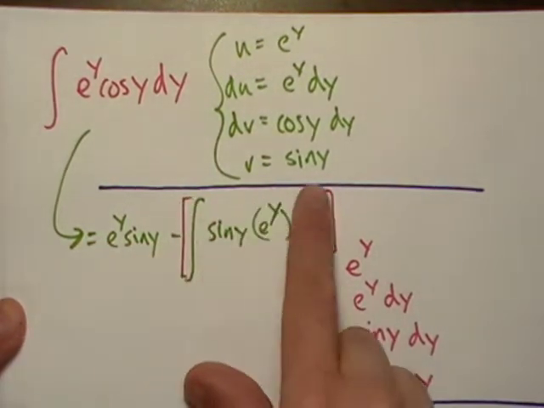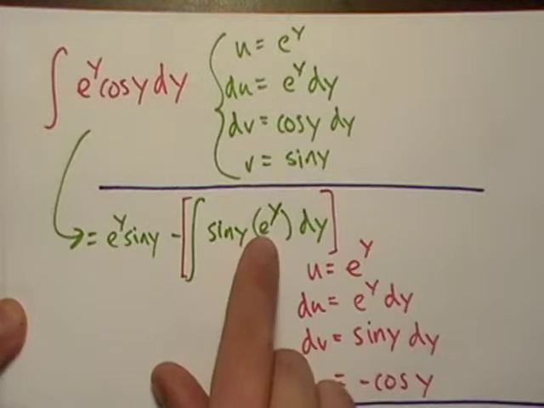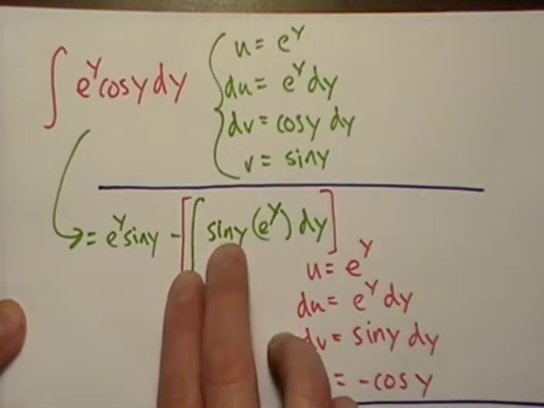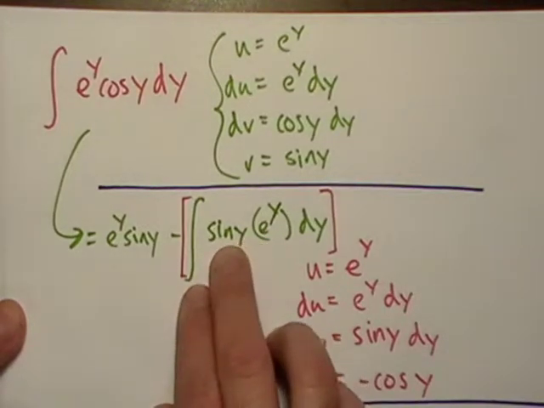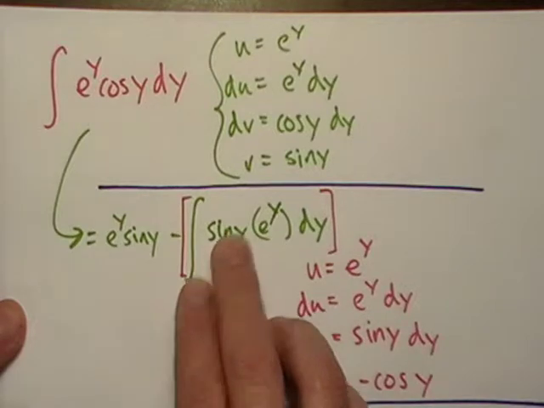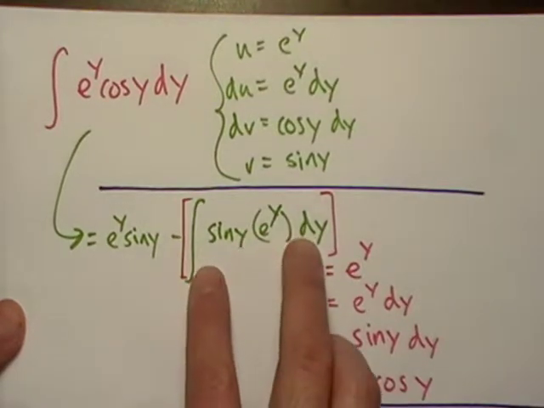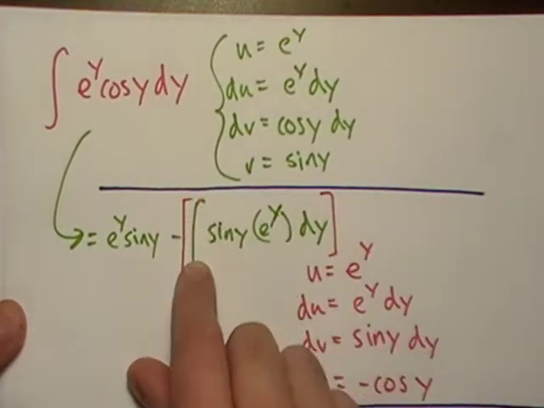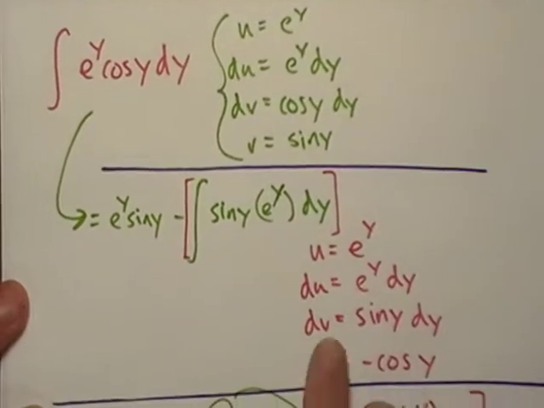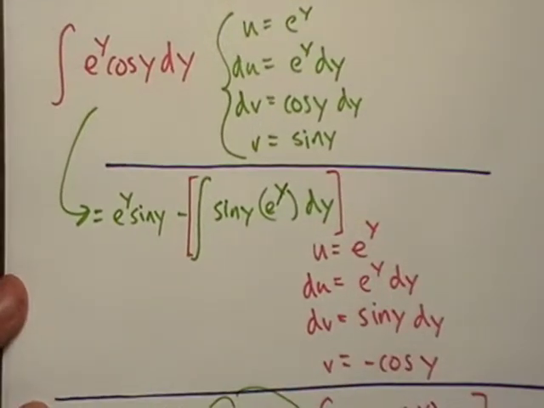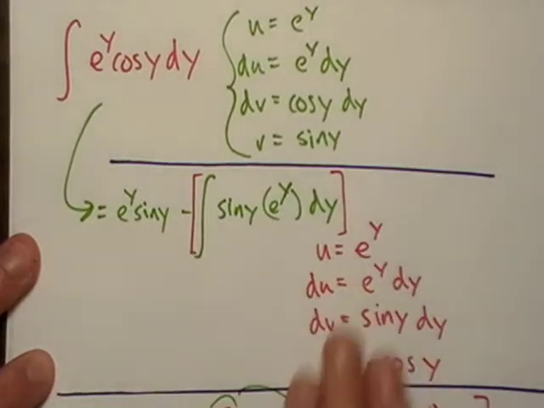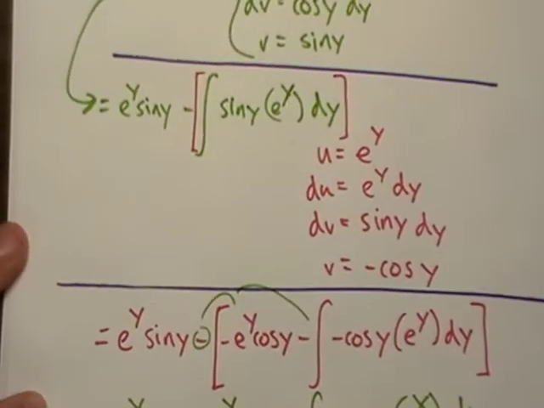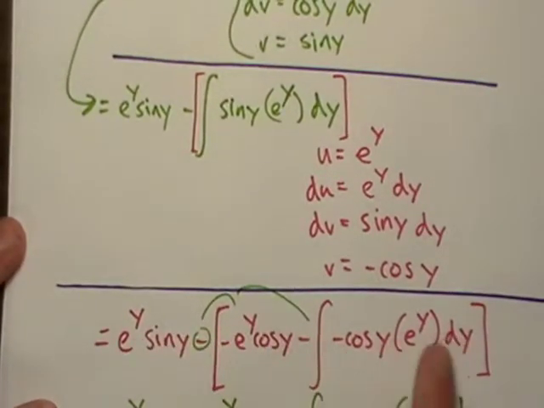I knew I'd have to use integration by parts again because I ended up with basically the same thing, just a different function. So I bracketized this, there's a negative sign, and I made my substitutions again. I went through it again, just like we know how to do, and I came up with this expression.